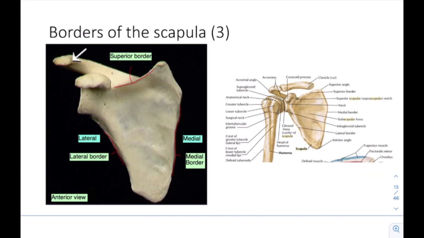Let's talk about the borders. The superior border is right here. And by the way, this is the same view and same dimensions, lateral and medial. This is the medial border. This is the lateral border. How can you tell this is the lateral border? Because you can see the glenoid fossa is right here, so the arm would be here. The arm is lateral. So that's an easy way to differentiate. Plus the direction of the coracoid process. The coracoid process is directed to the lateral side. So you can see here, this is the coracoid process. It points this way.